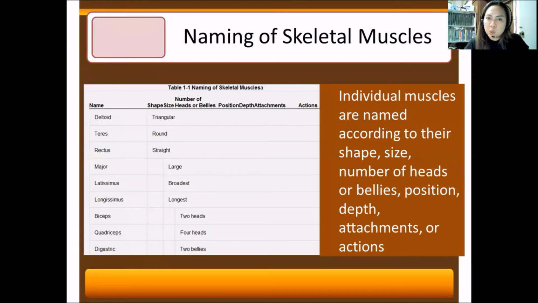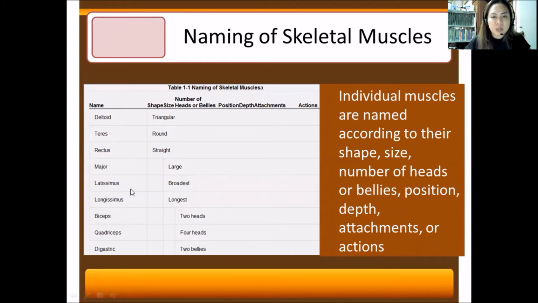Then now we'll go to the naming of skeletal muscles. So individual muscles are named according to their shape, their size, the number of heads or bellies, position, the depth, attachments, or action. Okay, for example, 'di ba? You saw a picture earlier kung ano yung may 'di ba may mga muscles na triangular. So triangular, you have deltoid, okay? Teres, they are round. If you say rectus, they are straight. Say major, they are large.